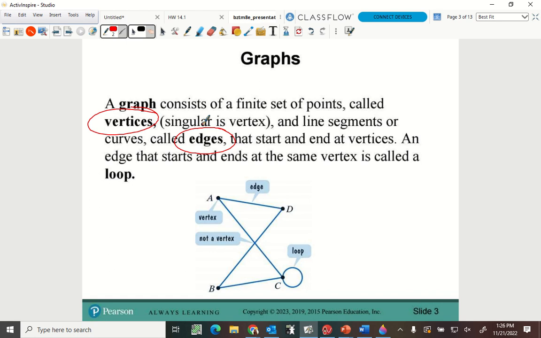Anyway, an edge that starts and ends at the same vertex is called a loop. Here's an example of a loop right here. So it starts and ends on the same place. Yes? Good. Right.